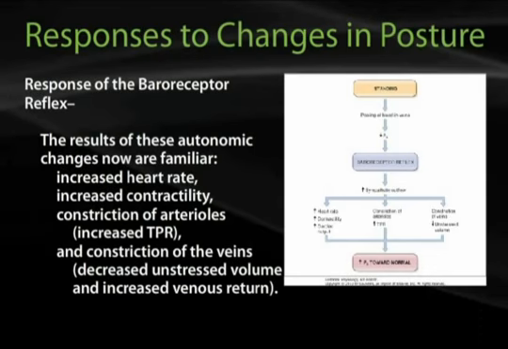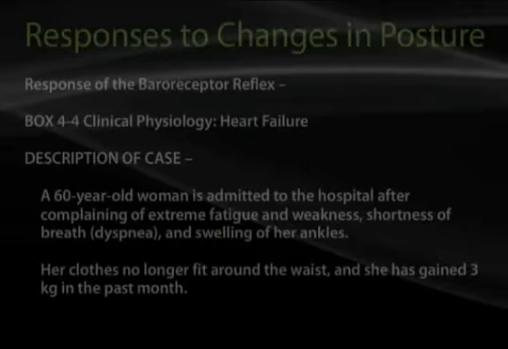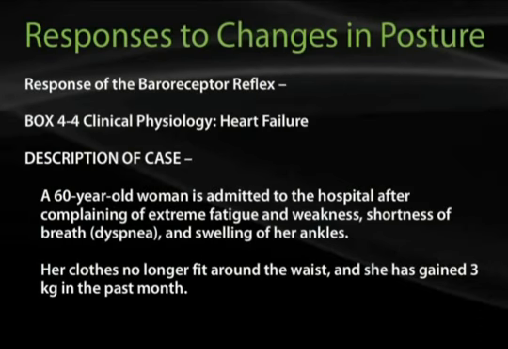The results of these autonomic changes are now familiar. We see increased heart rate, increased contractility, increased constriction of arterioles, causing an increase in resistance, as well as constriction of the veins, which causes increased venous return by decreasing the unstressed volume. Collectively, these changes increase cardiac output and increase total peripheral resistance, attempting to restore the mean arterial pressure back to normal. Box 4.4 describes heart failure and further illustrates the integrative nature of the cardiovascular system.